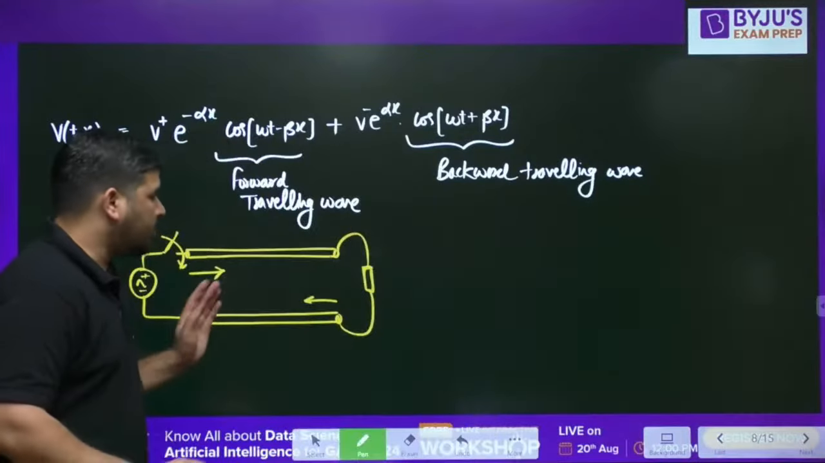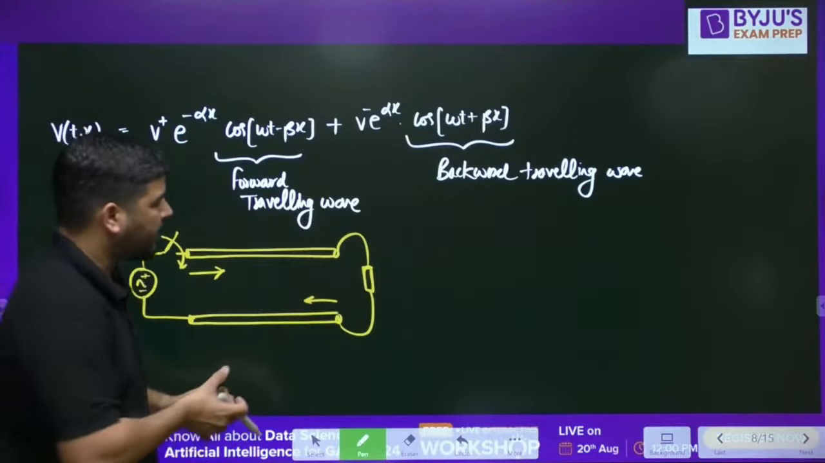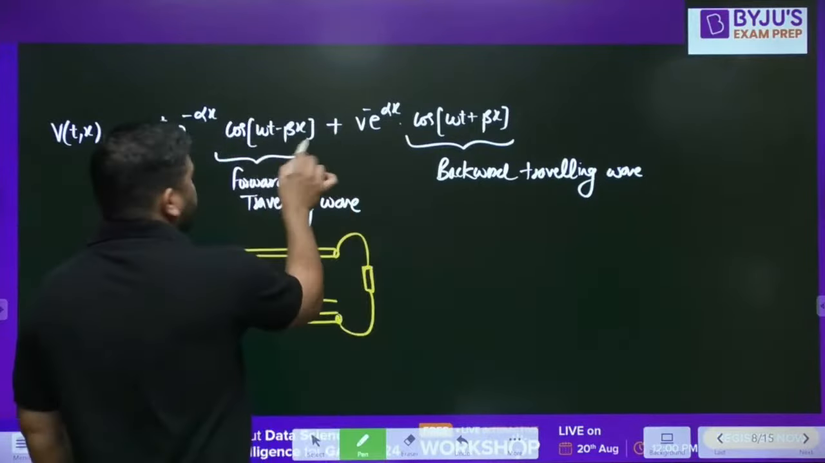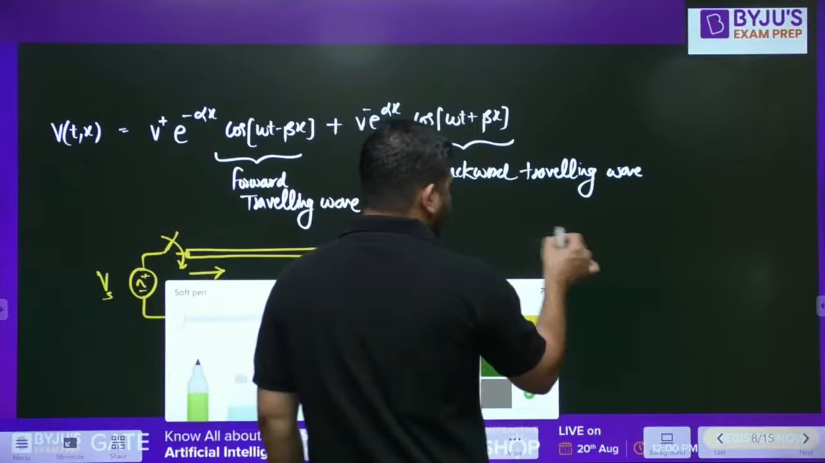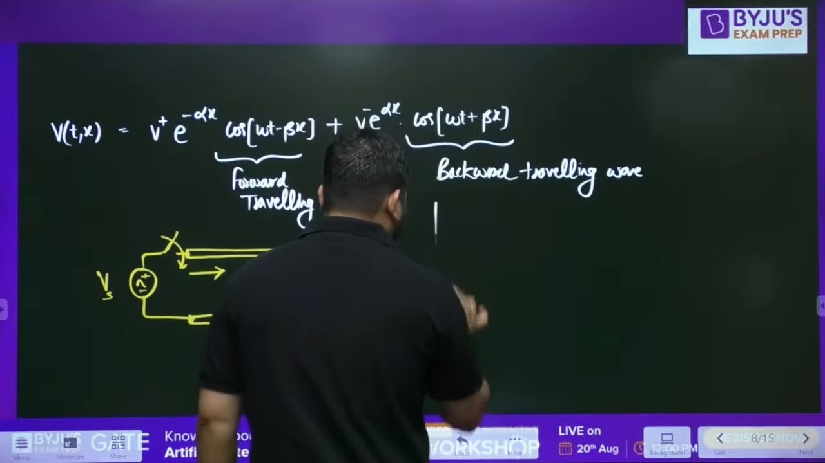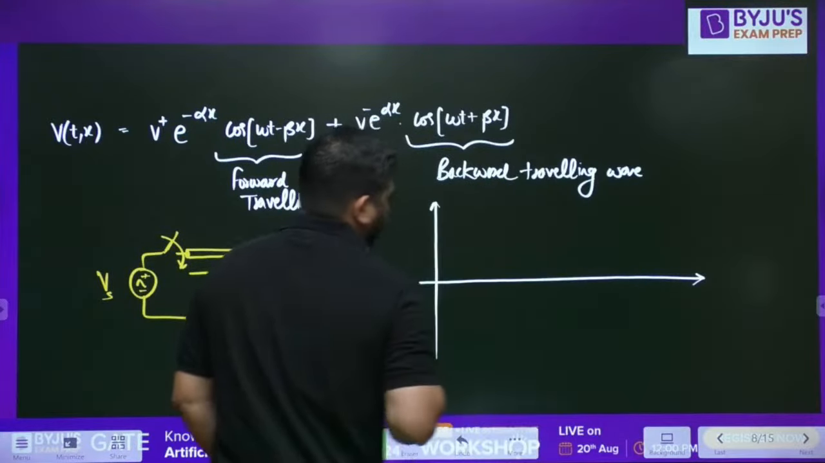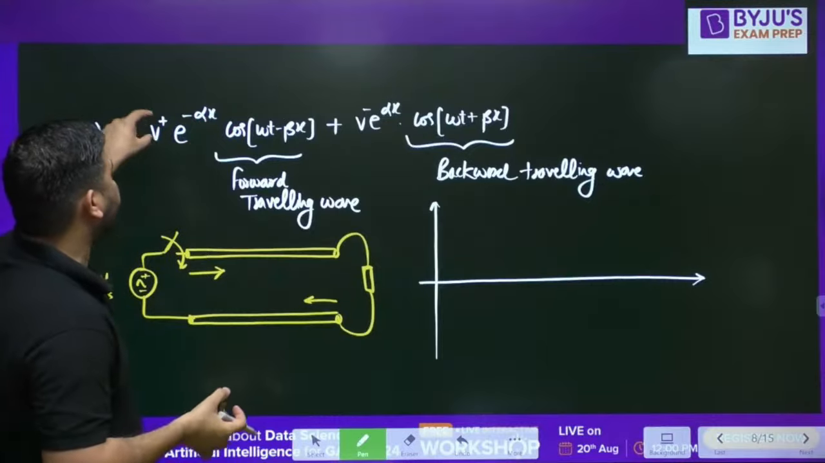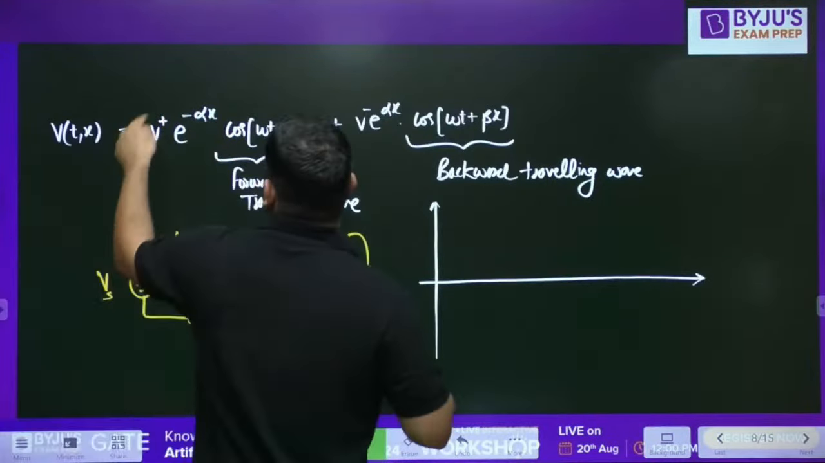Now let me draw this wave also, how it is traveling. Let me show you that. Why am I calling this a traveling wave? For that, let me draw it. There is an exponential term, with some constant V plus multiplied by this exponential term. So this will represent the envelope.